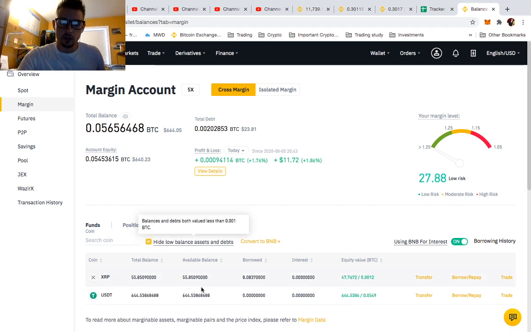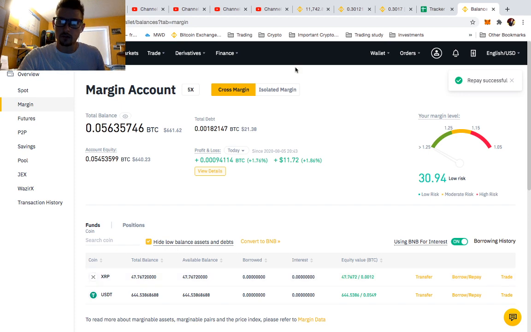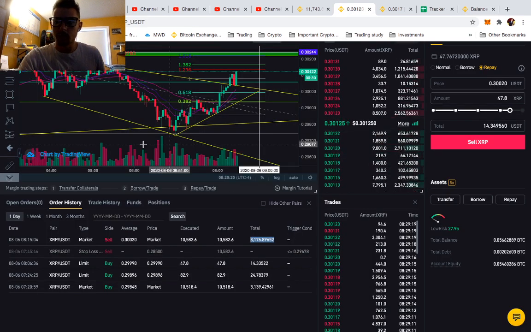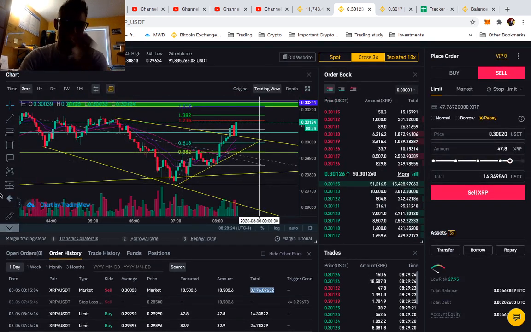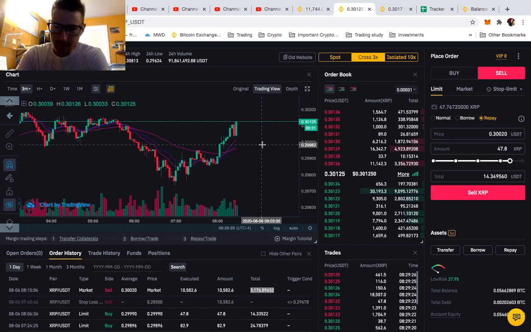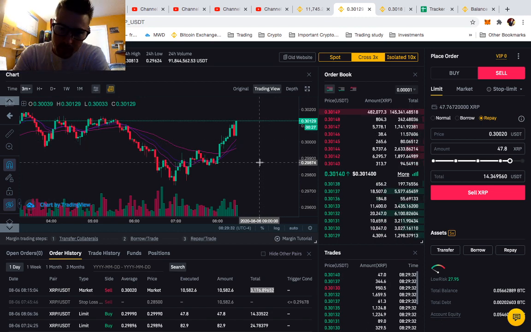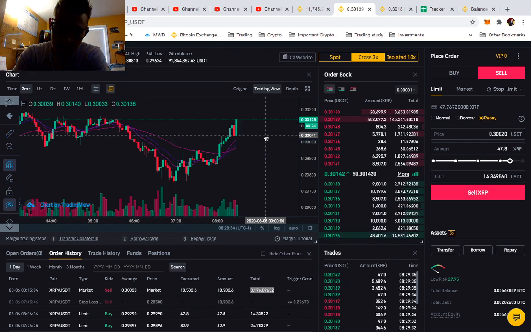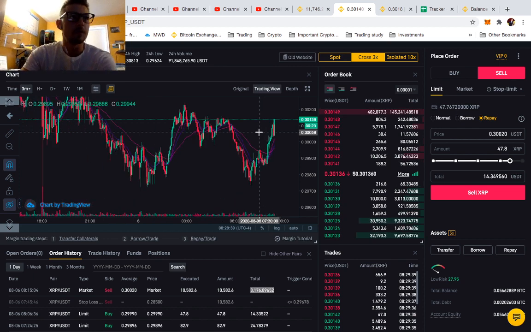Oh yeah, and always check your position. You see this? For some reason I have to repay it, and I'm still long 47. So that kind of makes me feel bad. I should have just stuck to my risk to reward, right? Because we got in right around here, got out here. That's 0.5, and we could have been like 0.1, whatever, man.